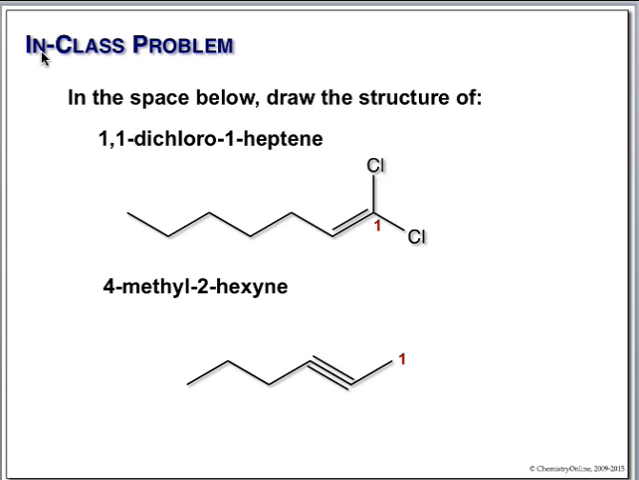Now there's no way in the world that you would draw that because that's stupid. We know that our geometry here is linear, so please draw it properly, something like that. In carbon 2, we have our triple bond. Now all you have to do is count down to 4, 1, 2, 3, 4, and put in our methyl group. Any questions? For methyl 2-hexyne.